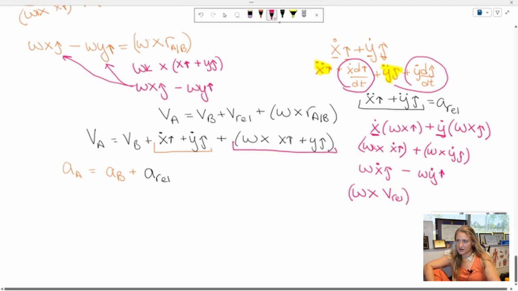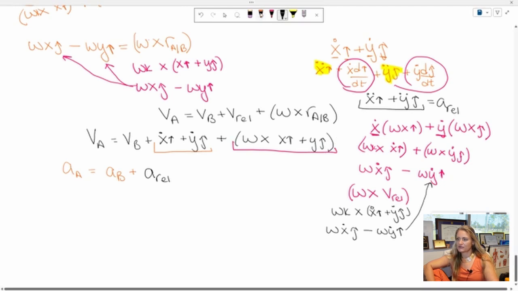Do you believe me? You're probably like, no, I don't. Okay, let's write it out. Omega k cross v_rel is x dot I plus y dot j. Okay, so omega cross x dot I. You'll have omega x dot, k cross I is j. Then you have omega times y dot, k cross j is negative I. Look at that. Same thing.